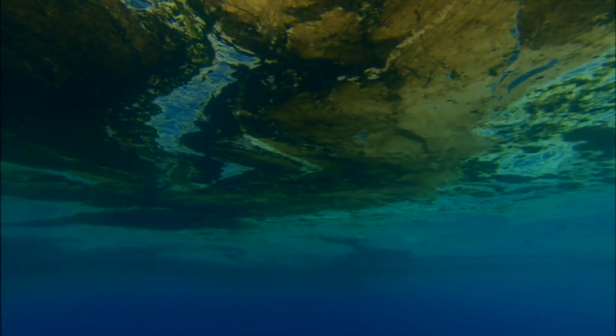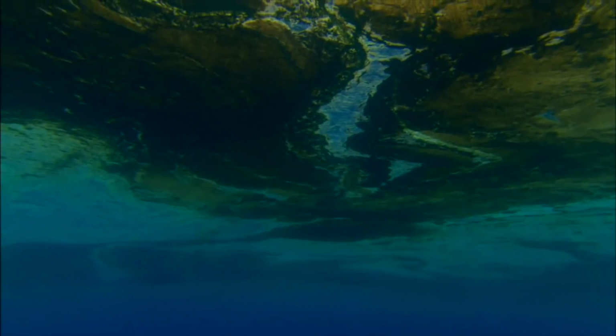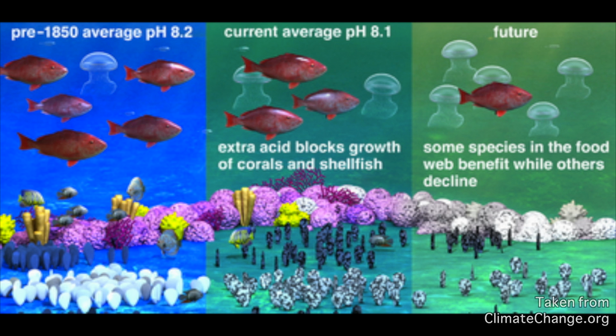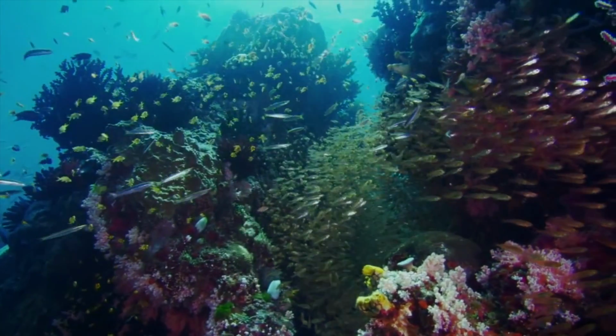Seawater is normally slightly basic, with an average pH of 8.2 closer to the ocean surface. However, carbon dioxide emissions have lowered the pH in this area by 0.1 and as a consequence made the oceans 30% more acidic. If ocean acidification continues at this rate, there is a chance we may lose entire reefs along with the millions of species that live in them.